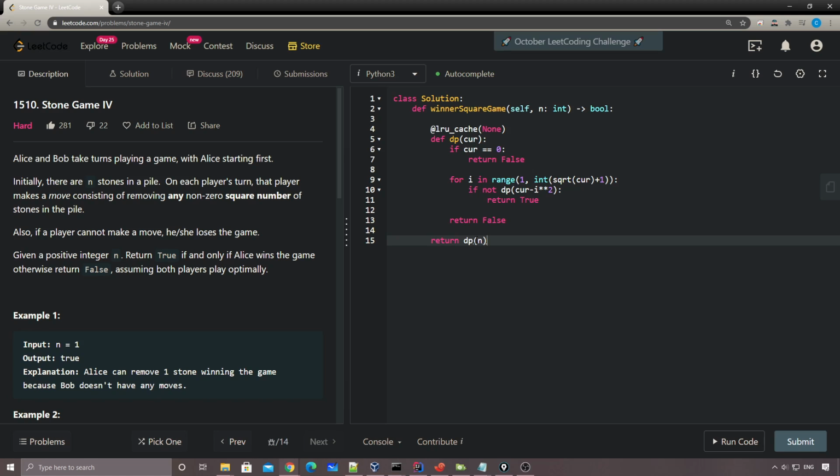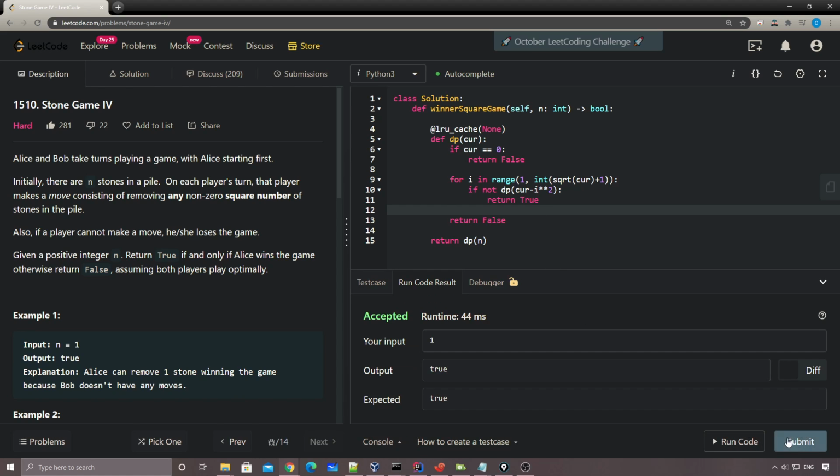So return dp(n) means, with the current n, can we win or not? Basically, this is always telling us true or false. And with the current state, we use the previous states to tell us if we can find a guaranteed winning strategy for the current number. Yeah, so that's that. We can run the code here and submit.